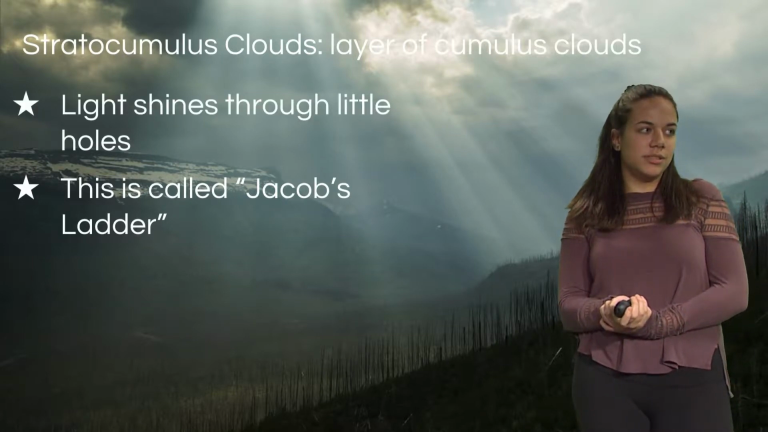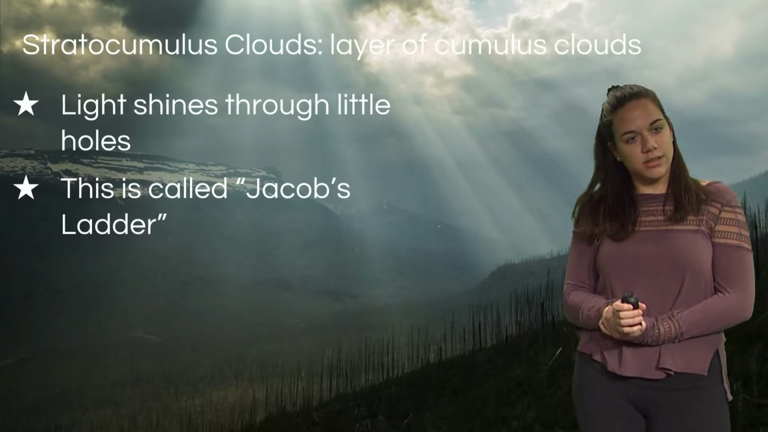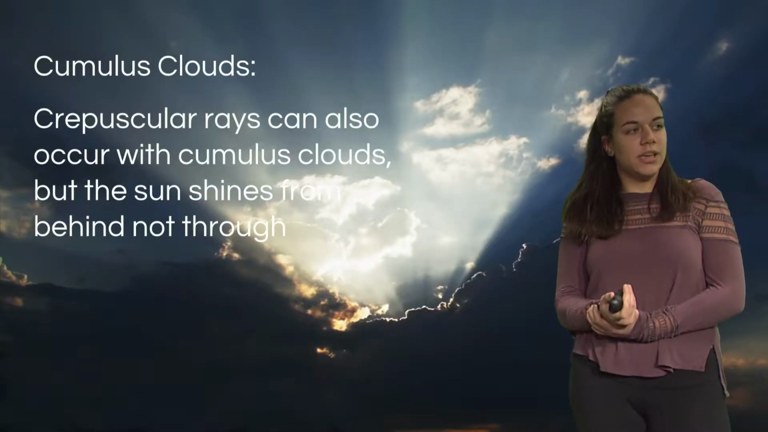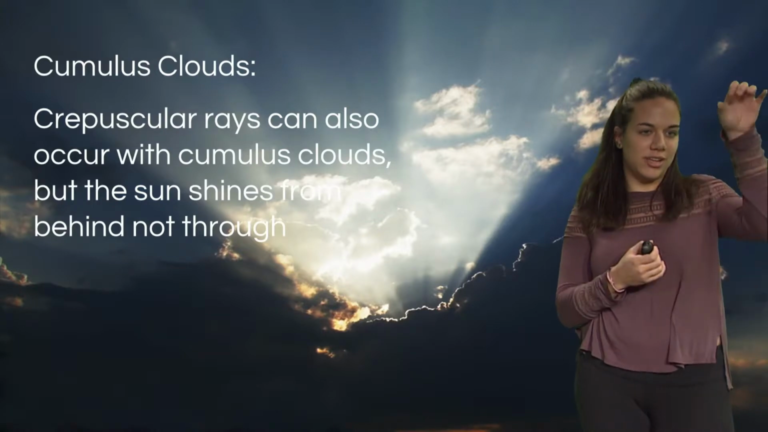And the difference between the two is in the stratocumulus clouds, the light shines down through the holes in the cloud, versus in the cumulus cloud, as you can see here, it shines from behind the cloud. So it gives like a very different look. So it shines from above versus behind.